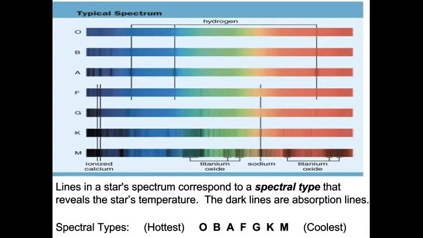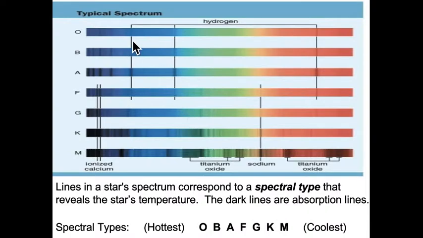Here is what we call a spectrum, and different stars are classified according to their temperature. The temperature scheme is given here: O, B, A, F, G, K, M. The authors in Cosmic Perspective tell the reader to use the mnemonic "O, be a fine girl or guy, kiss me" to try to remember. O is the hottest and M is the coolest. Our sun is a G type of star. So again, O is the hottest, M is the coolest.